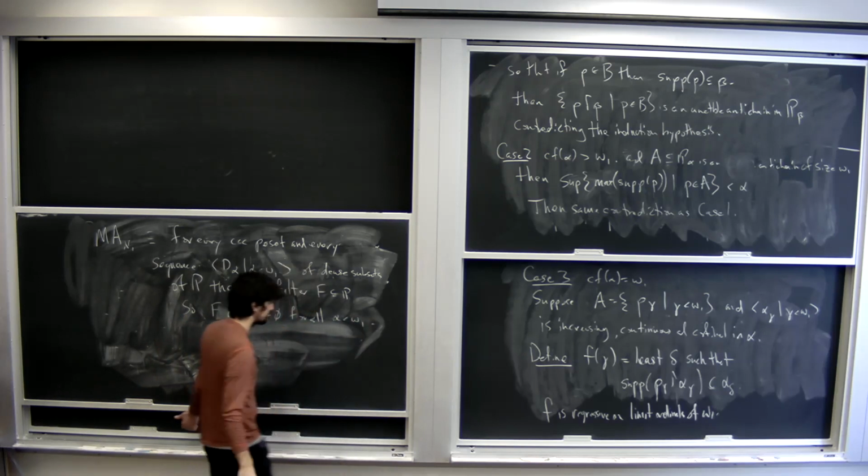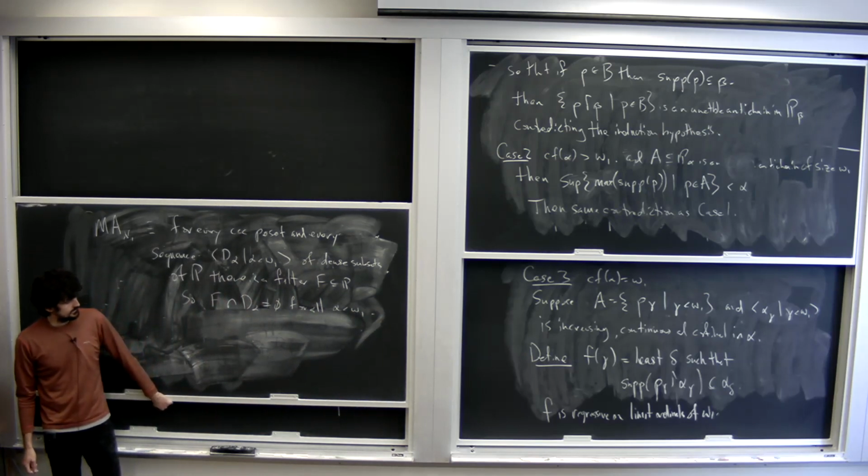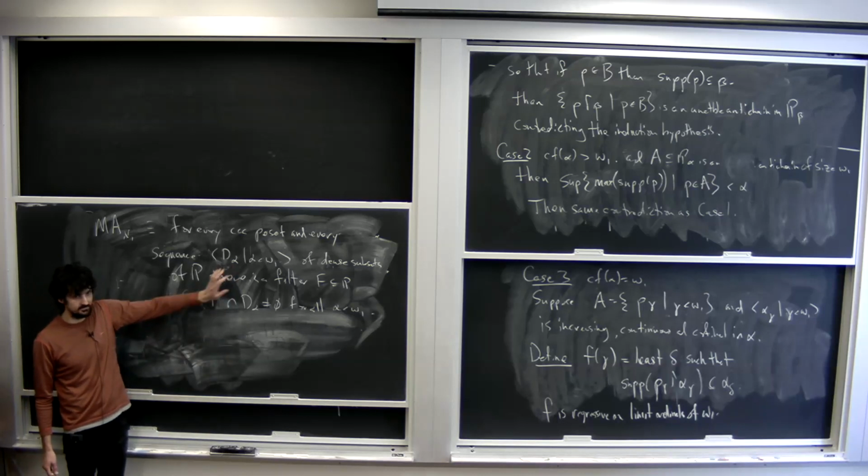Okay, so why is this a useful axiom? This is sort of crystallizing for you consequences of forcing with CCC posets, right? It says that you don't have generic filters in the ground model, but you have partially generic filters in the ground model, at least for sequences of omega-1 many dense sets.